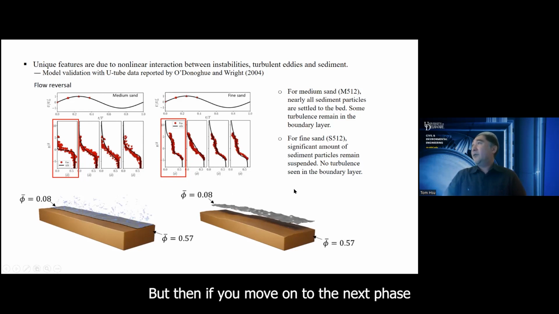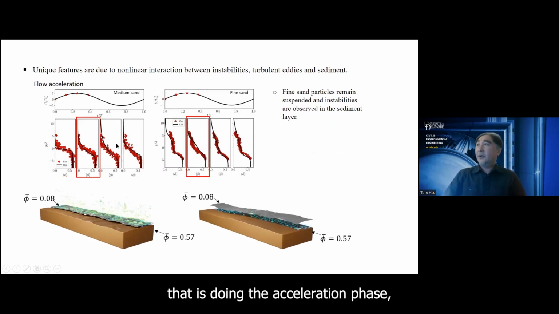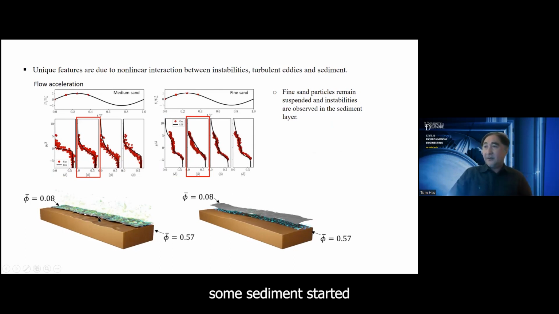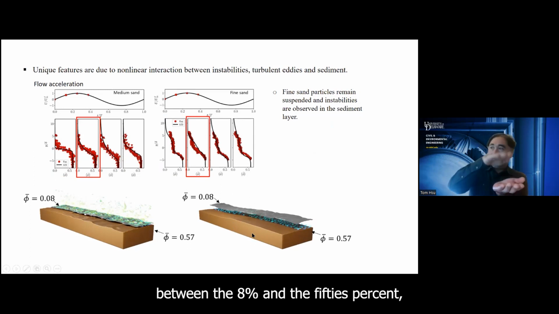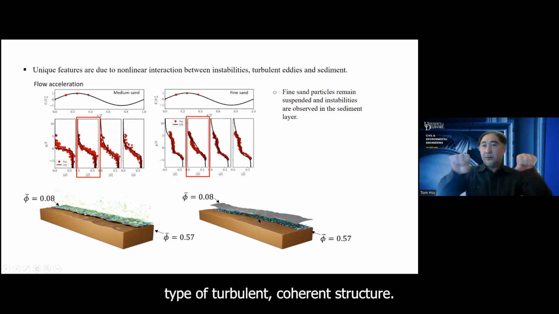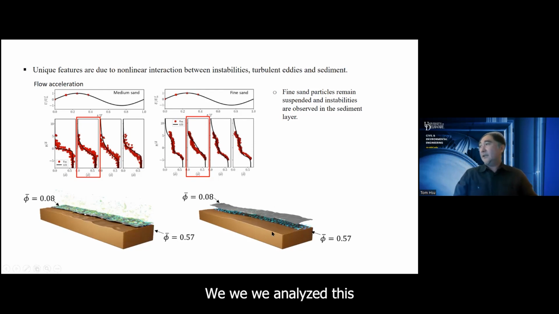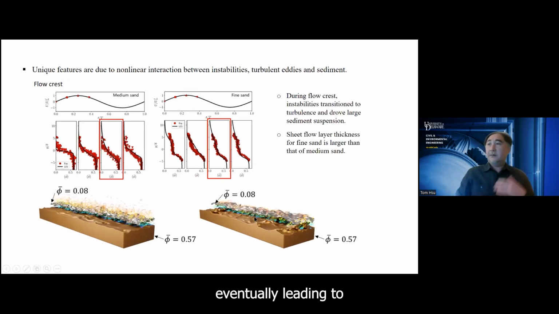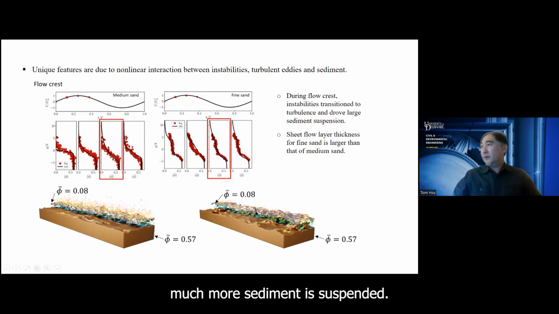But then if you move on to the next phase, that is the acceleration phase, some sediment starts to get suspended for median sand, and we see more turbulence. The interesting thing is that for fine sand, between the 8% and the 50% layer, there's a generation of a roller type of turbulent coherent structure. We analyzed this and we are sure that this is an instability unique to fine sand, but it doesn't show up in the median sand. And what happens next is that this instability grows, eventually leading to stronger turbulence, and you see much more sediment is suspended.